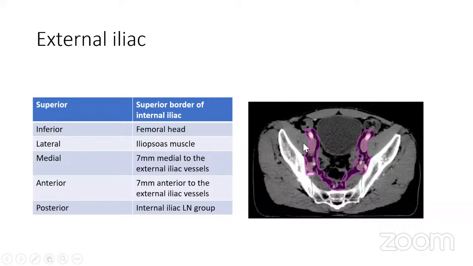And laterally, we go till the iliopsoas muscle. Don't go into the muscle. And medially, we go 7 mm medial to the vessels. And again, if bladder comes into it, please don't edit it because the bladder filling is variable. And anteriorly, you go 7 mm anterior to the external iliac vessels. But if some lymph nodes are there, it's better to go around 1 to 1.5 centimeter anterior, especially towards the lateral side. And posterior boundary will be formed by this internal iliac. This is the internal iliac groups, and that forms the posterior boundary of this external iliac.